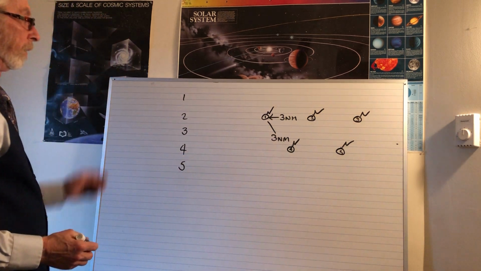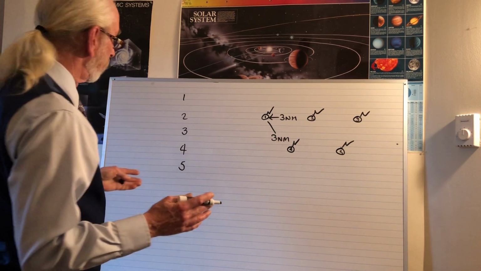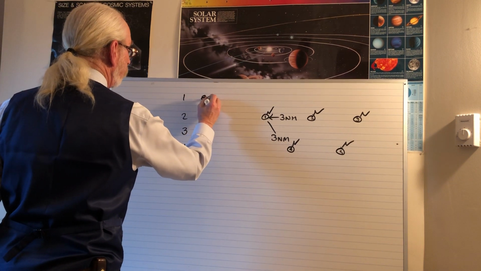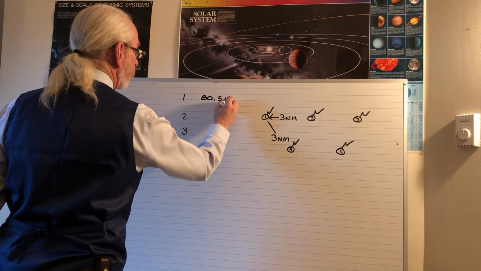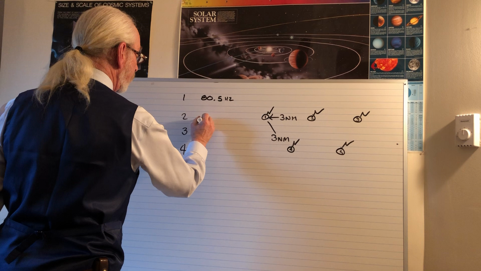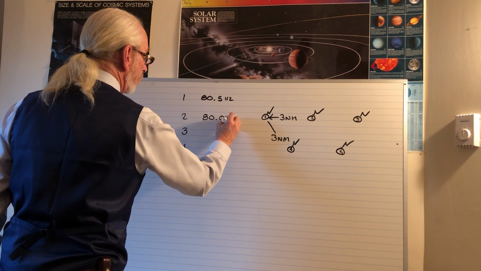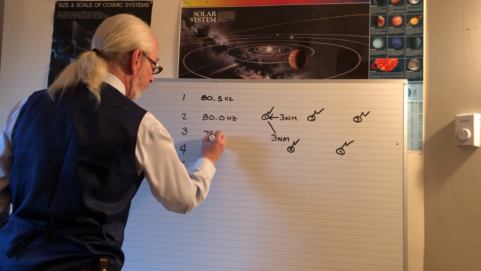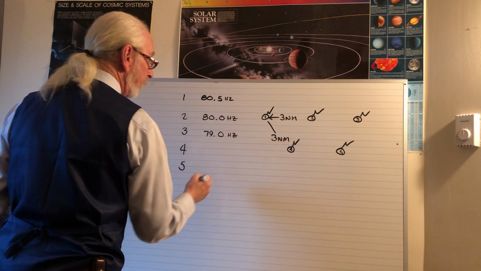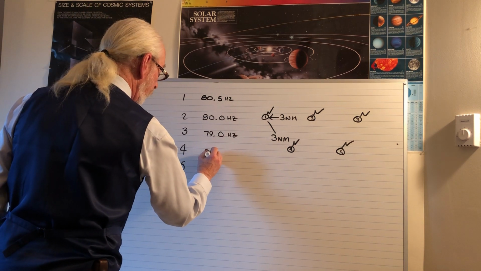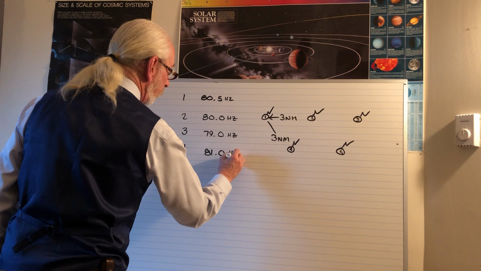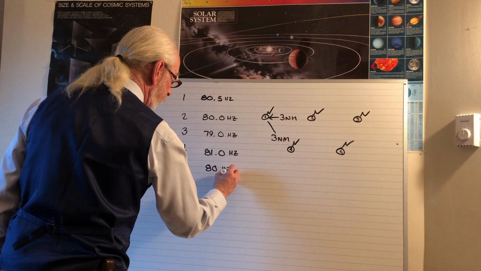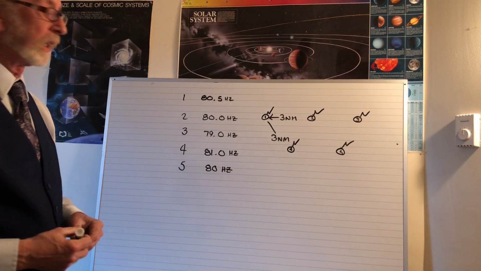So after a while, we'd start picking up a signal, a sound in the water. And buoy 1 might pick up, say, 80.5 hertz. And buoy 2 would pick up 80.0 hertz. And buoy 3 would pick up 79.0 hertz. And buoy 4 would pick up 81.0 hertz. And buoy 5 would pick up 80 hertz. And you see that they're all slightly different frequencies.